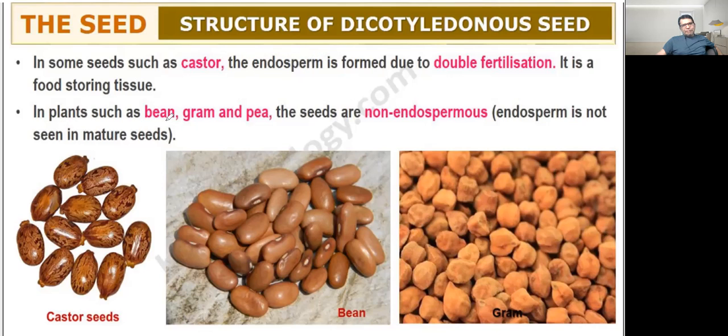In plants such as beans, gram, and pea, the seeds are non-endospermous. Endosperm is not seen in the mature seed, so they are called non-endospermous seeds. So dicotyledons have non-endospermous seeds, and monocotyledons have endospermous seeds.